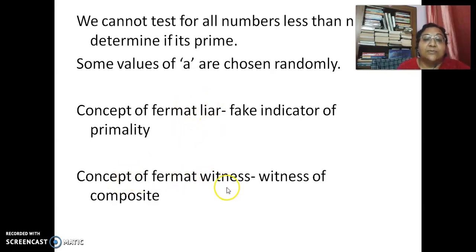And there is a concept of Fermat witness. Fermat witness means when the a will not meet the condition, and it indicates that the number n is not prime. So there are two types of values in which a will fall, whether it is a Fermat liar or a Fermat witness.